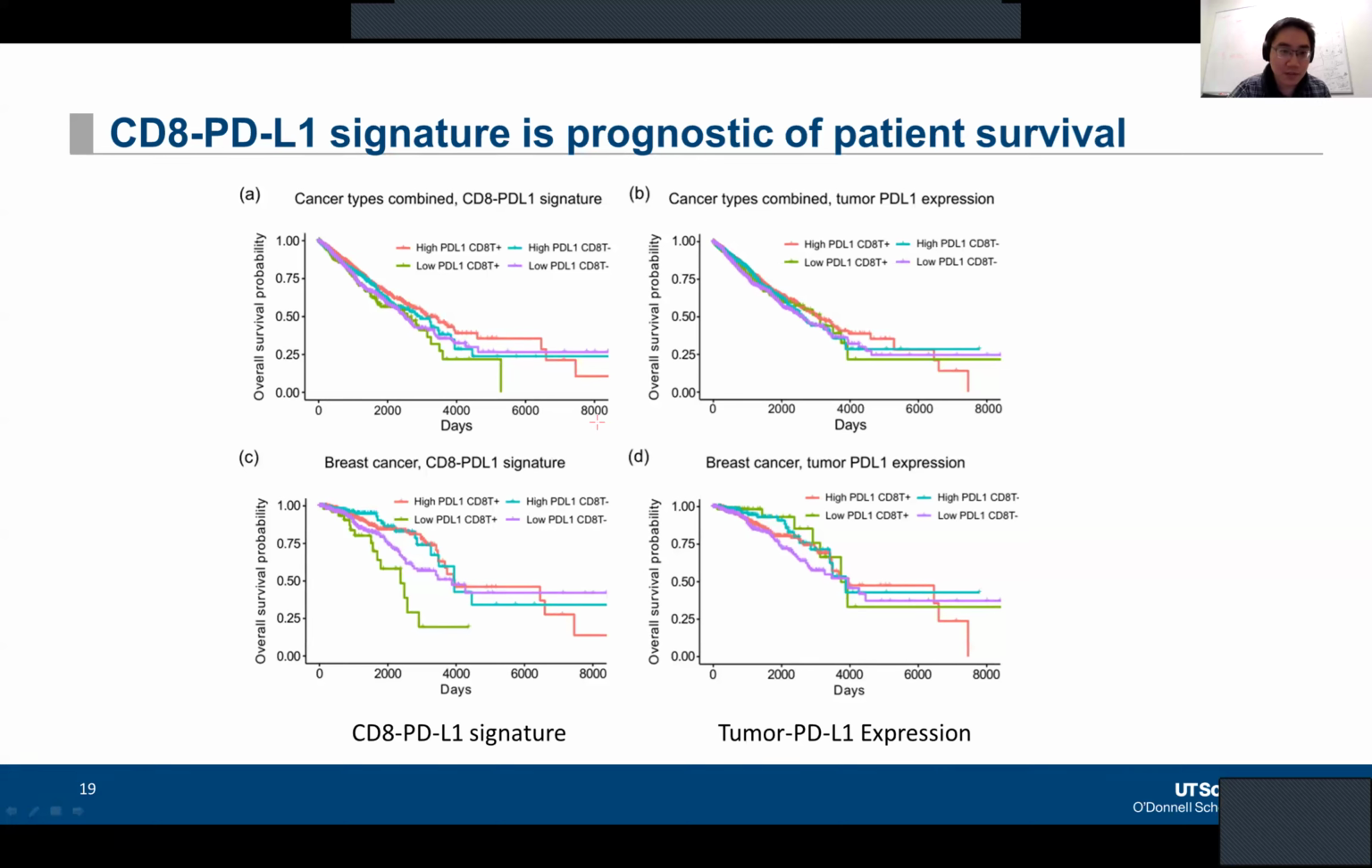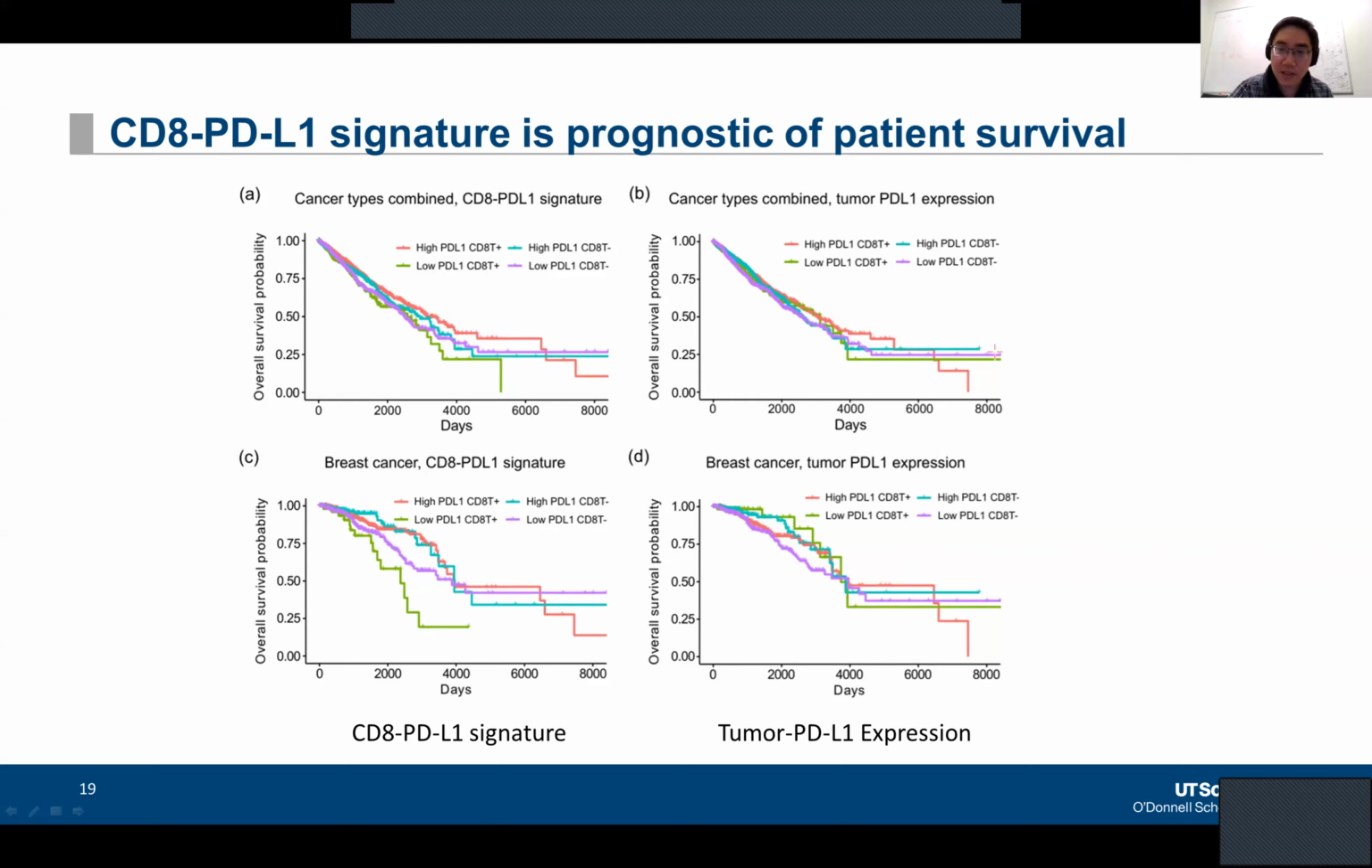If we look at these two plots, those with low signature and high T cell infiltration have a significantly worse survival than those with high signature and T cell infiltration. However, when there was low CD8 T cell infiltration, our signature is not able to distinguish between better and worse survival, which makes sense since our signature is supposed to only work in CD8 T cells. And when we look at breast cancer, we see a bigger signal, but again, if there are no T cells, then the signature doesn't really make a difference.